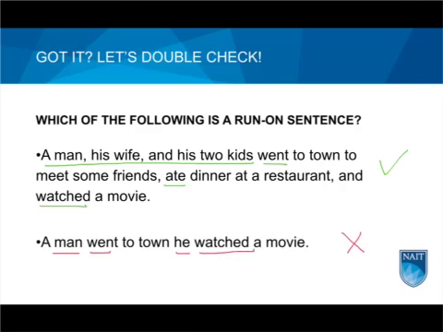So basically we have a pattern where it says subject, verb, subject, verb. And as you can see in the middle, there isn't any punctuation to show the breakdown of ideas. So what we would need to do is break it down into 2 sentences. A man went to town, full stop, he watched a movie. Each one of those is an independent clause, so we know we have a run-on.